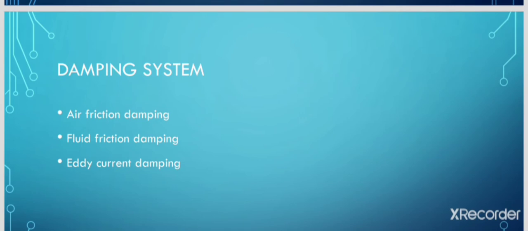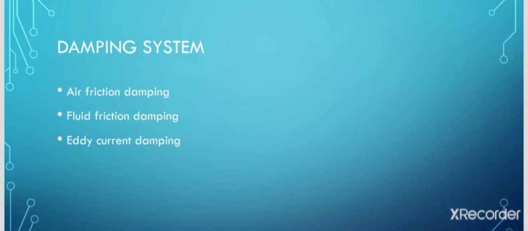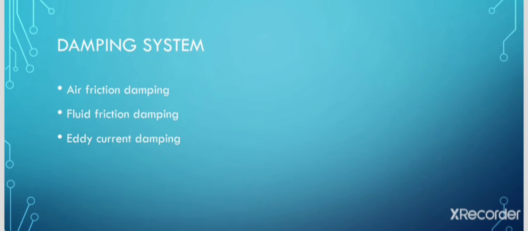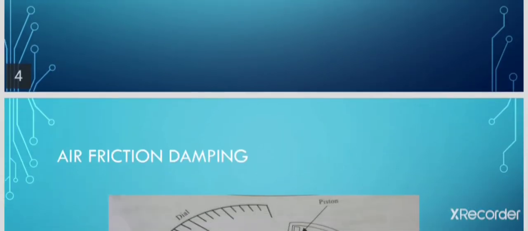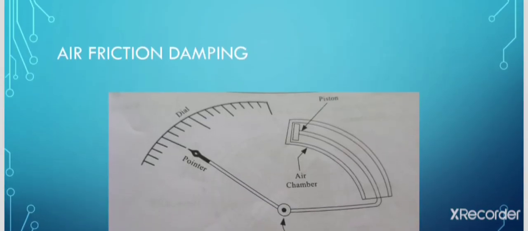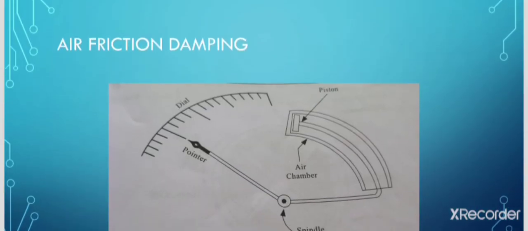Basically, there are three types of damping torques used in measuring instruments: air friction damping, fluid friction damping and eddy current damping. First of all, we are going with the air friction damping.